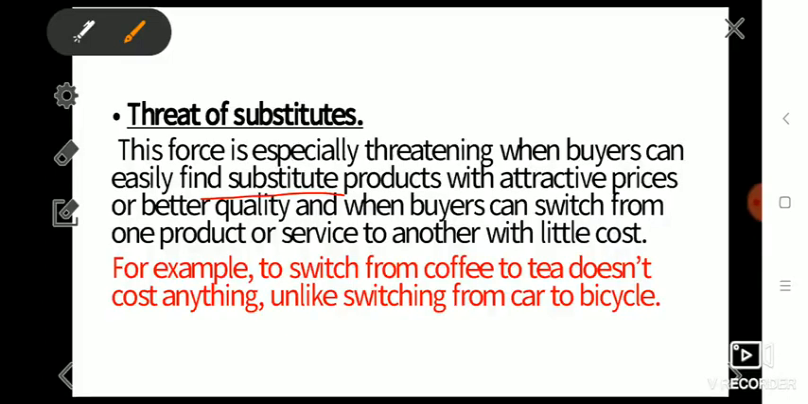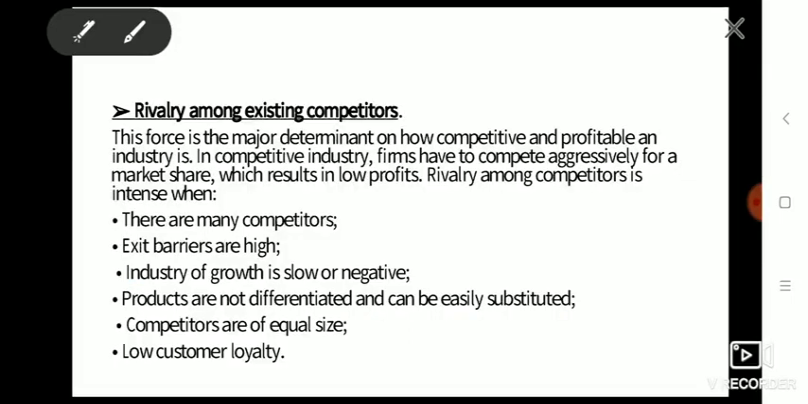For example, switching from coffee to tea doesn't cost anything, unlike switching from car to bicycle. So in the case of tea and coffee, if the price of tea has increased, then they might switch to coffee because coffee's price is lower and it is giving the same satisfaction to the customer. So they switch to coffee instead of buying high-priced tea. This is an example of the threat of substitutes.